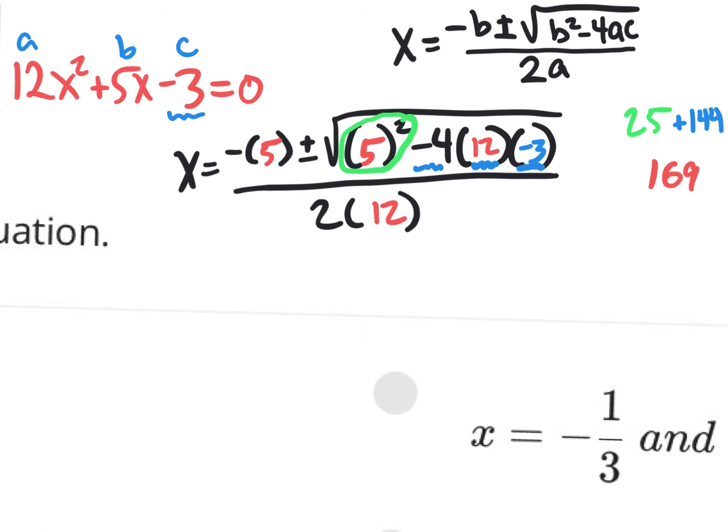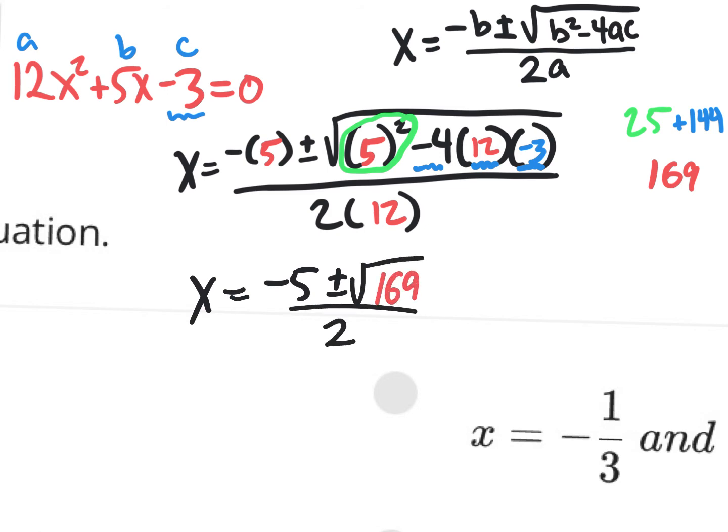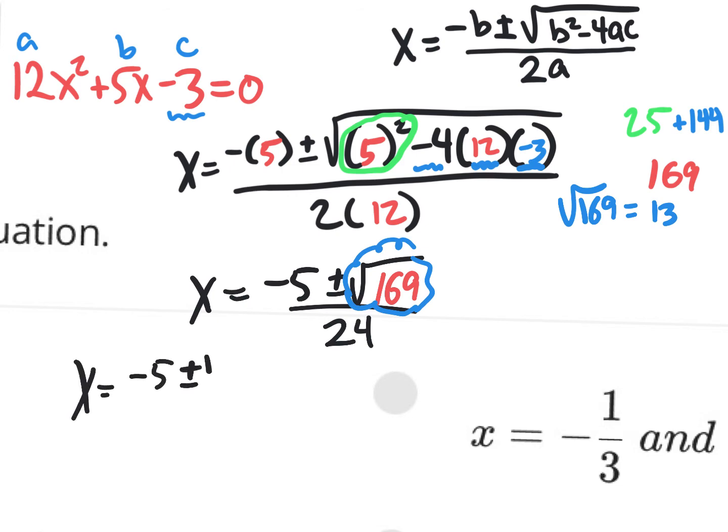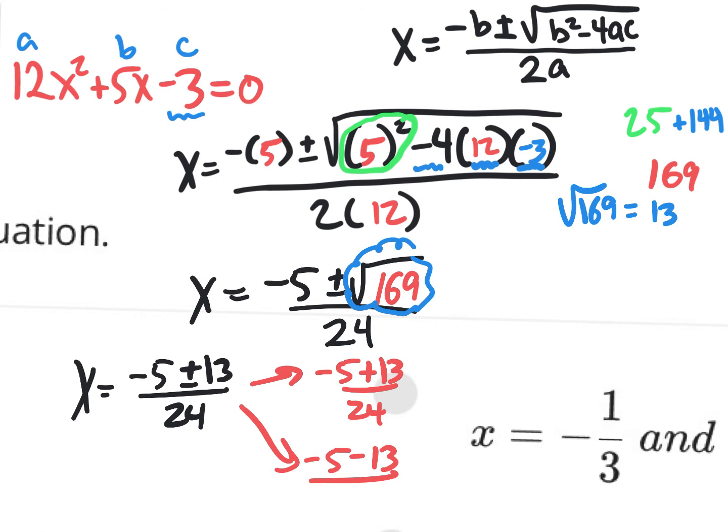So let me rewrite my quadratic formula with 169 in there. So I really do have x equals -5 plus or minus the square root of 169 divided by 24, since 2 times 12 is 24. The square root of 169 is equal to 13. So x equals -5 plus or minus 13 divided by 24, and this will provide us with 2 answers: -5 plus 13 divided by 24, and -5 minus 13 divided by 24.